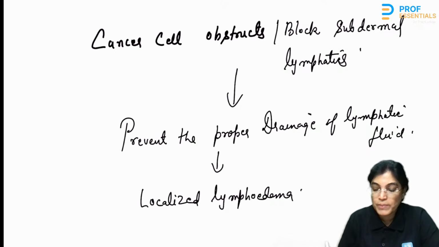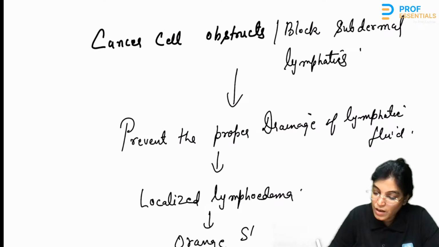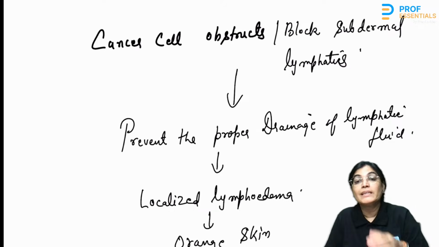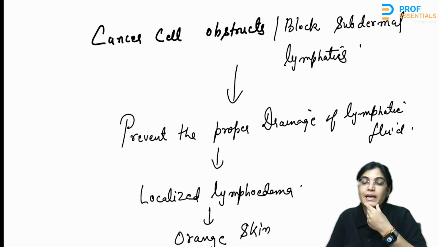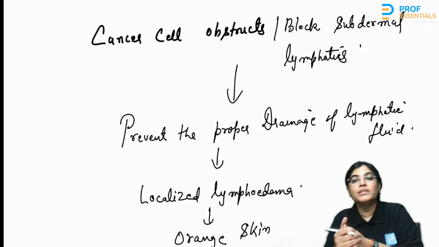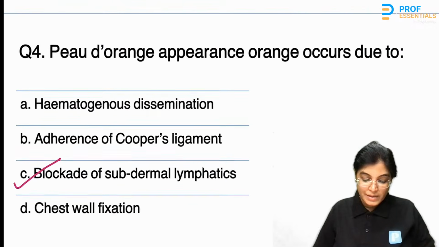So this will appear like orange skin. This will give an appearance of orange skin. So I know that Cooper's ligament is involved. We know that Cooper's ligament is involved in the case of breast carcinoma. But if the question is particularly asking about the region, the primary reason is blockage of subdermal lymphatics, which is done by cancer cells. So we will mark the right answer as C.